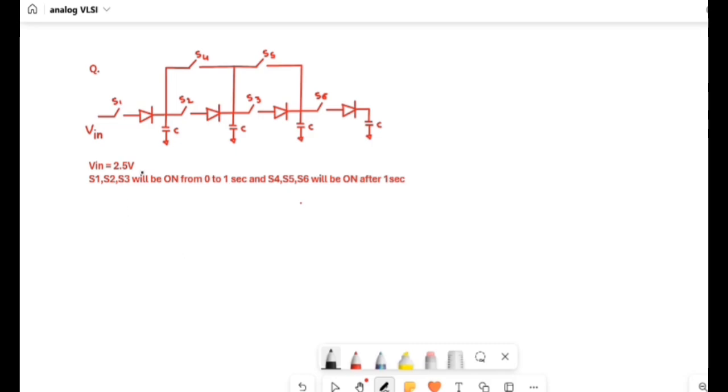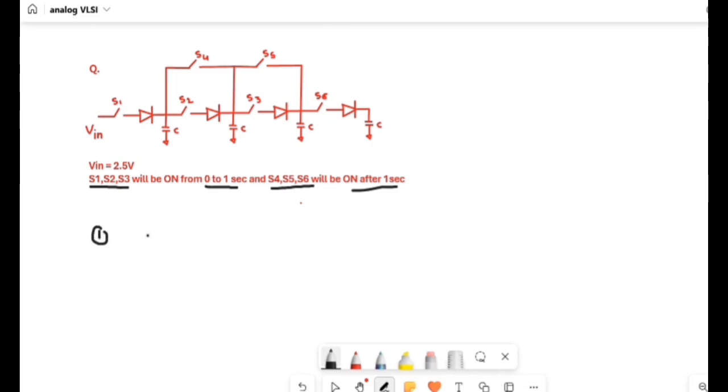Here they are given that the input is 2.5 volts. Let's assume the diodes are ideal. The switches S1 to S3 will be on from 0 to 1 second, and S3 to S6, S4 to S6 will be on after 1 second. Okay, first condition we take.